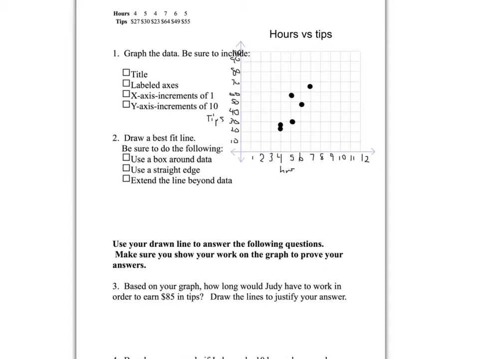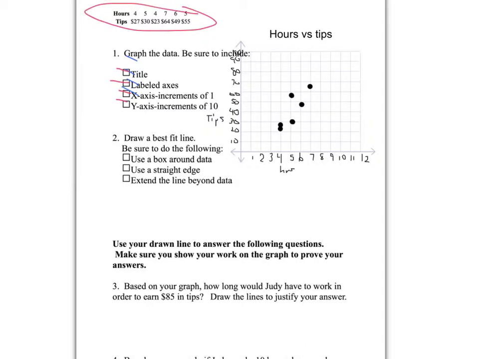Okay, the first thing you want to do is make sure that you label the title, the axes, count it up by what I asked you to, and plot the points of the data. So as you can see, I've already done that. Now you want to look at what direction the plots are going. You can tell that they're going up and to the right. And notice that these 3 points are already in a line. So that should help you with your best fit line.